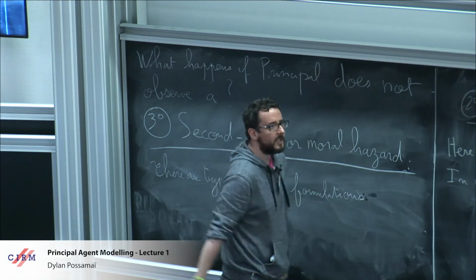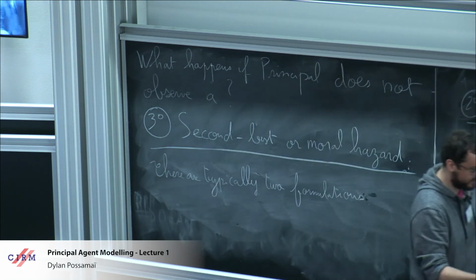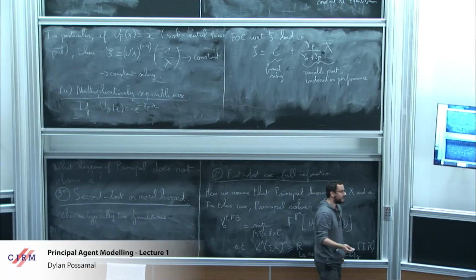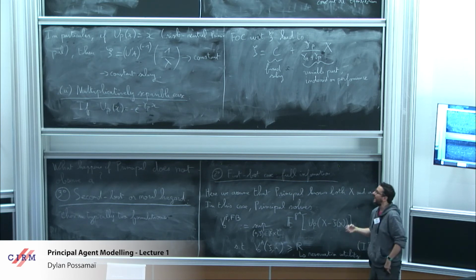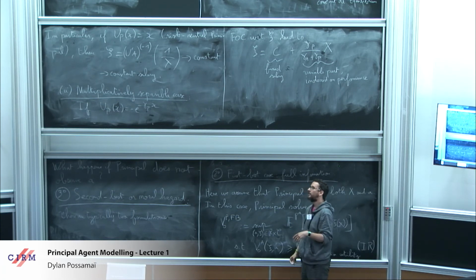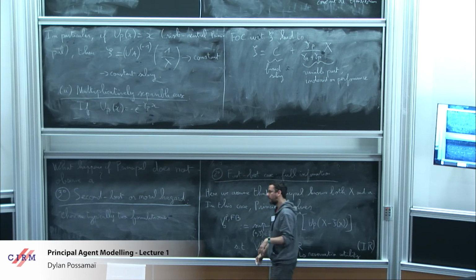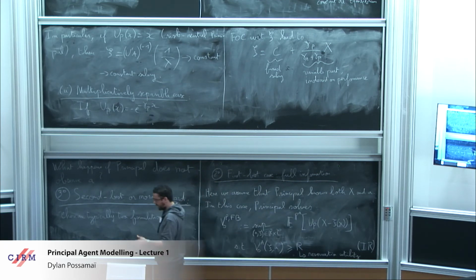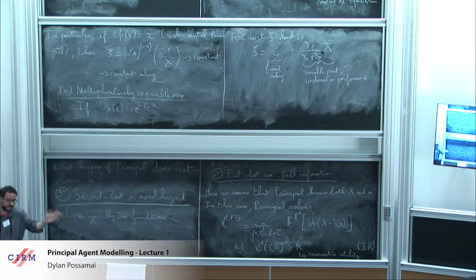So the first formulation, the story is that the principal cannot make the agent do whatever effort that she wants, but she can recommend a level of effort. So the principal can come to the agent and say, look, this is how much I will pay you, that's the contract, and I strongly recommend, but I cannot force you, that you do this level of effort.